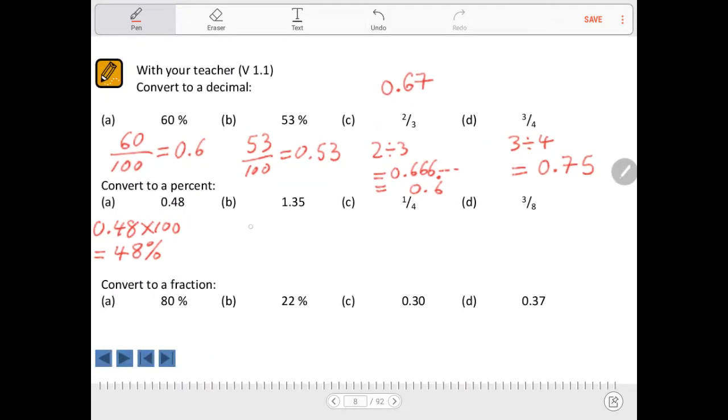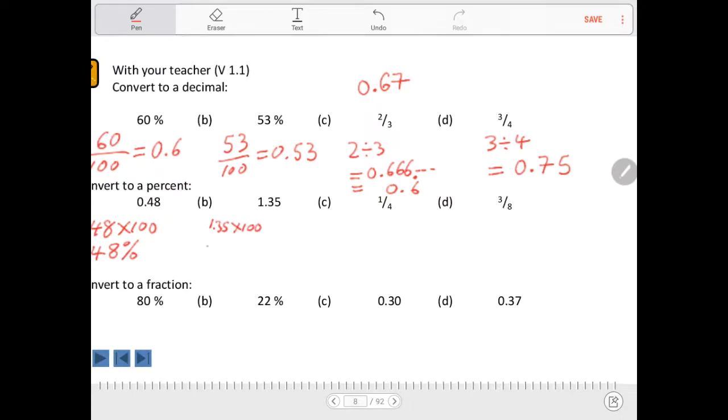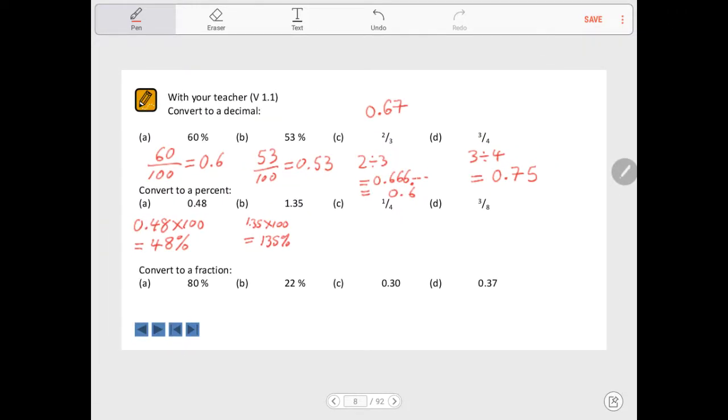Okay, so zoom in a little bit. 1.35 times 100 equals 135%. Now you may have heard people say that you can't have more than 100% of something. Well, in some cases that's true, but in other cases it's not true. Percentages can go above 100% for some situations. So that's fine there.